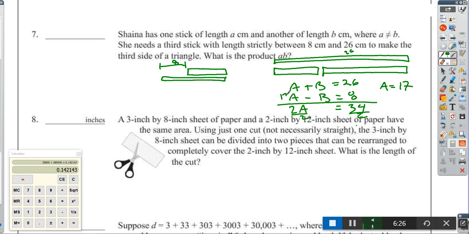So if this is 17, 17 minus something is 8. Well, 17 minus 9 would be equal to 8. But that's not what they want. They want the product. So I have to multiply these two numbers together.